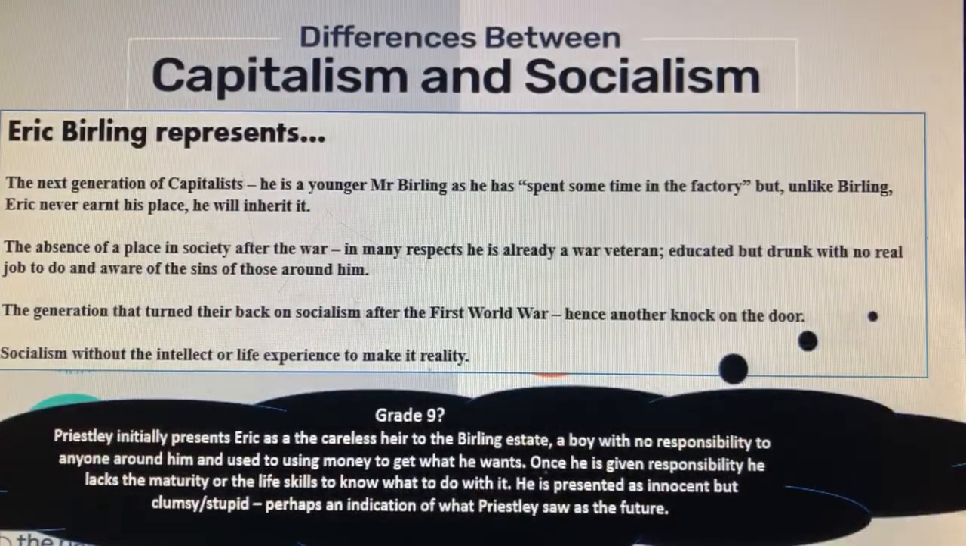For a grade 9, we might also see Priestley as initially presenting Eric as a careless heir to the Birling estate. A boy with no responsibility to anyone around him, and used to using money to get what he wants. Once he is given responsibility, he lacks the maturity or the life skills to know what to do with it. He is presented as innocent but clumsy or stupid, perhaps an indication of what Priestley saw as the world's future.